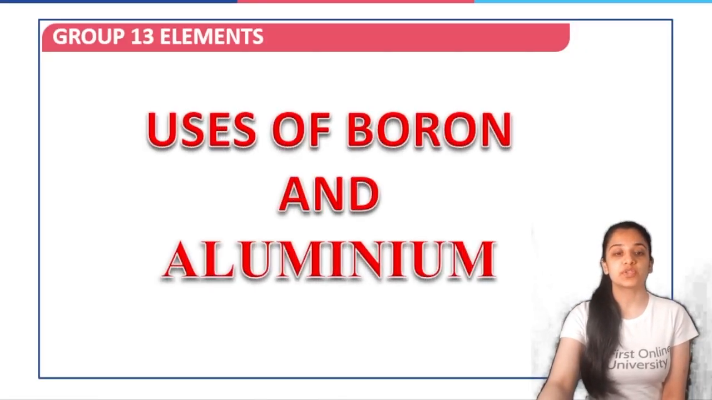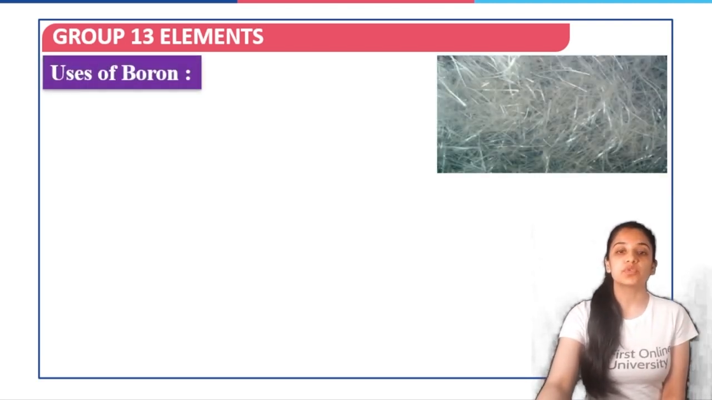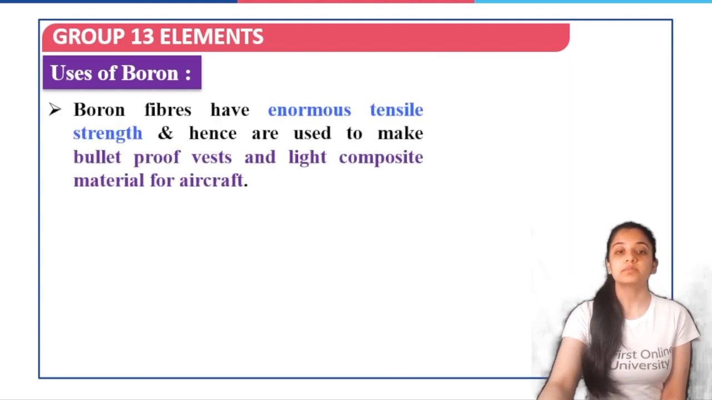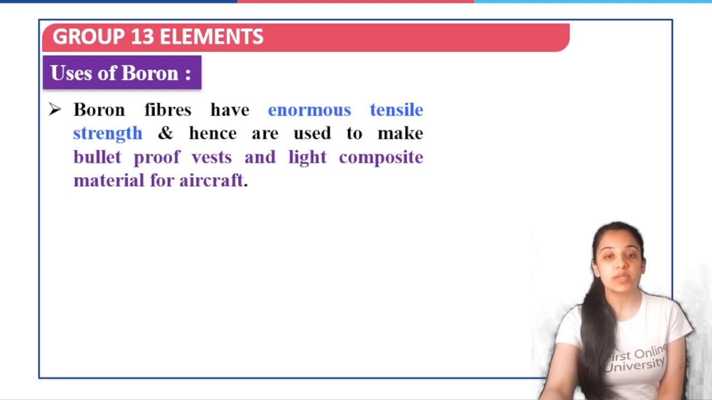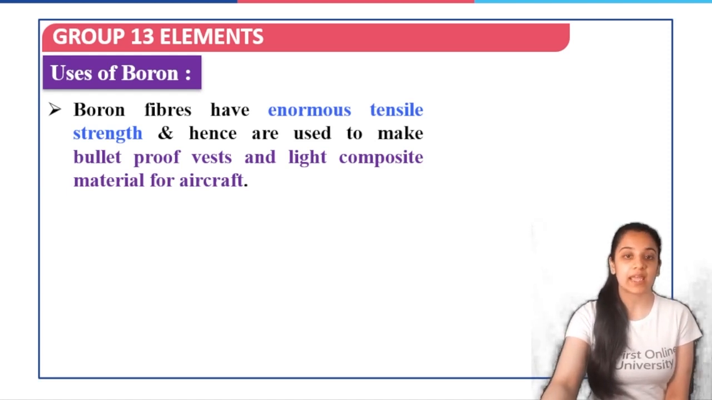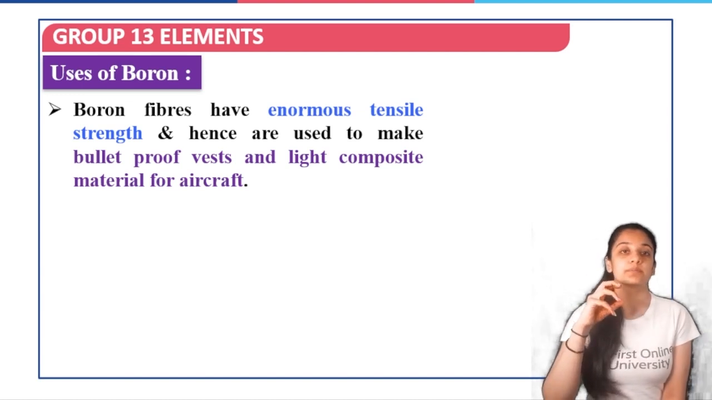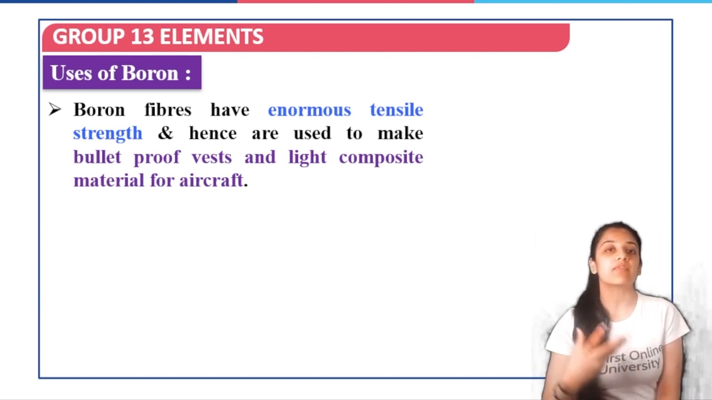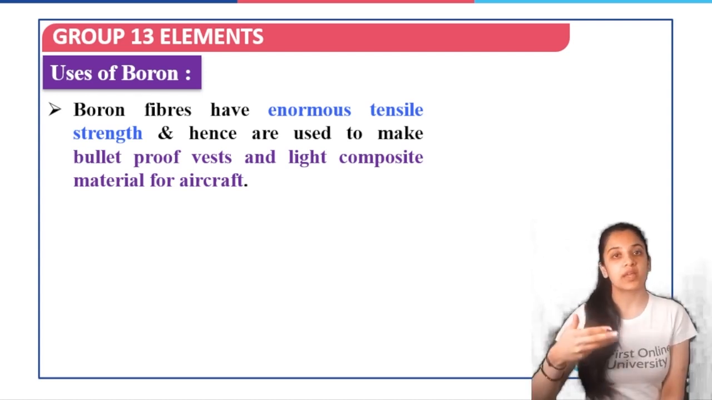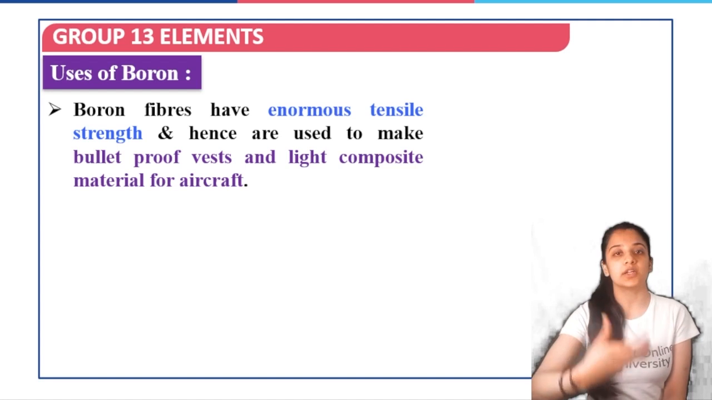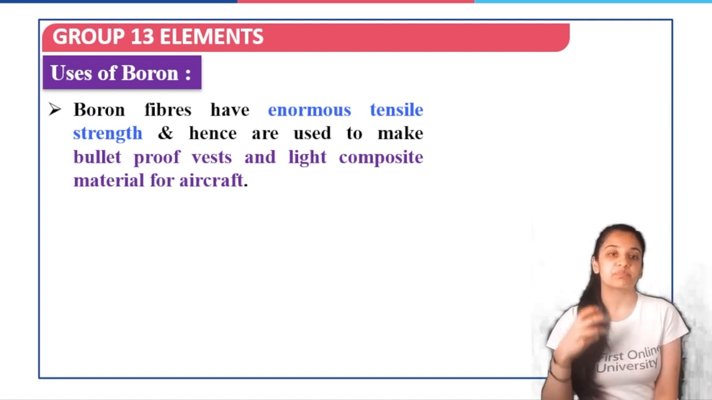Let's now begin with the uses of boron and aluminium. Now, when we talk about the uses of boron, first of all, boron fibers, as you can see in this picture, have got extremely high tensile strength and hence they are used to make bulletproof vests. All these policemen and army men wear bulletproof vests in order to prevent the bullet from penetrating through the jacket into their bodies. So that is what boron material is actually.